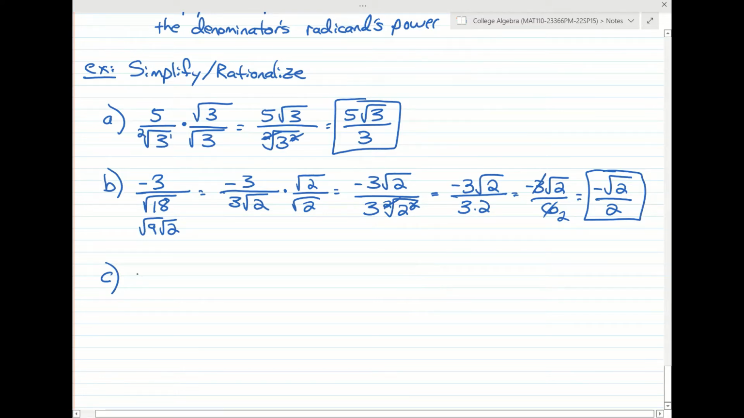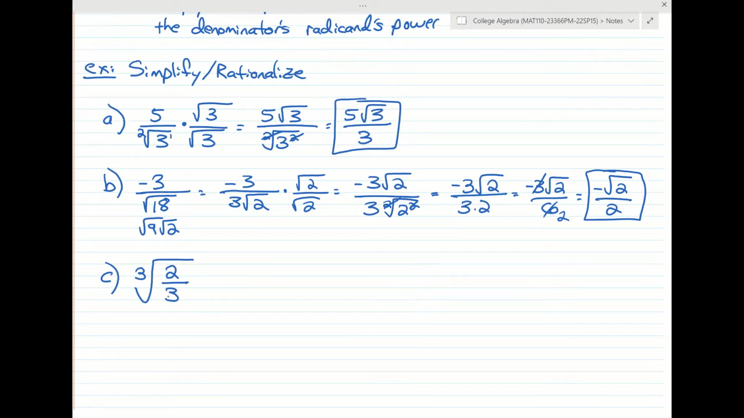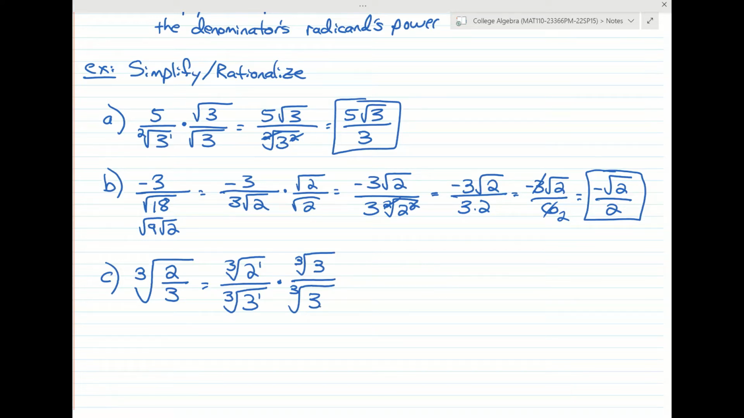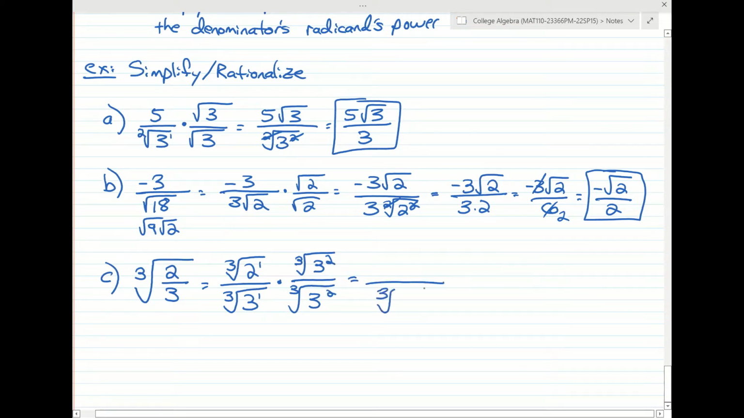What if we had the cubed root of 2 over 3? We know that this is the same thing as the cubed root of 2 divided by the cubed root of 3. What do we have to multiply the top and bottom by to match the index with the denominator's power? We definitely need the cubed root of 3, but we want the power of the 3 to be to the third. So it looks like we have to bump it up by 2, right? If we multiply by the cubed root of 3 squared, that gives us a denominator of the cubed root of 3 to the third, which we can cancel out. We don't care about what's going on top. It's just 2 times 9, which is just 18.